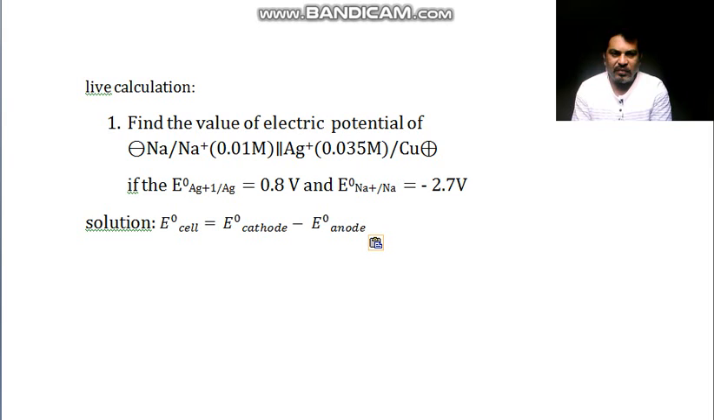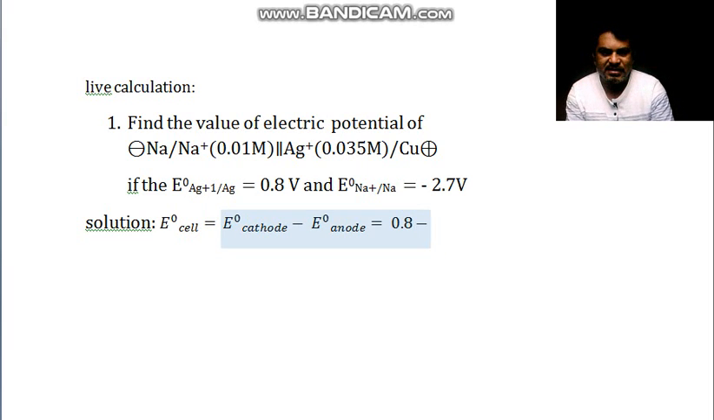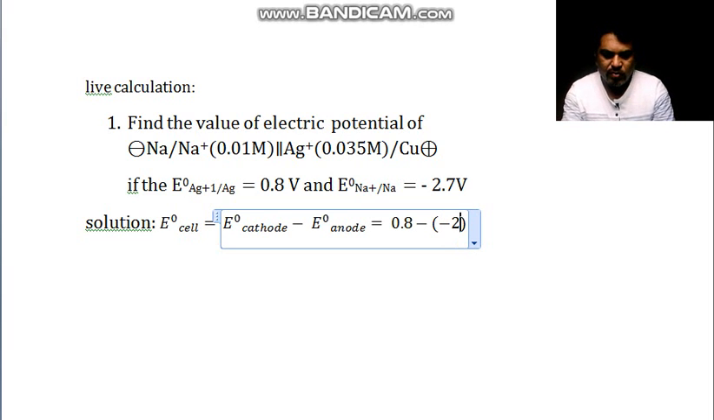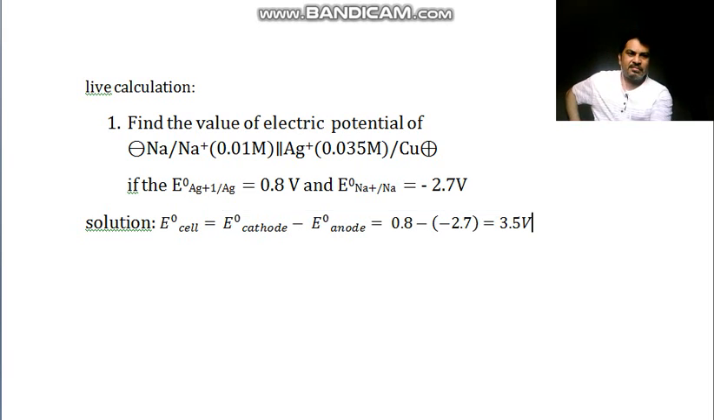Dear students, we are going to put these values in the equation. Cathode comes first, and the cathode value is 0.8, so I put 0.8 minus bracket minus 2.7, which gives 3.5. This is the answer of E degree cell. Now we are going to find the real answer, that is the E cell.